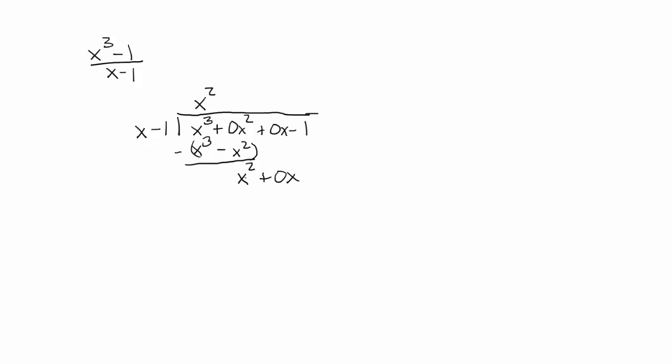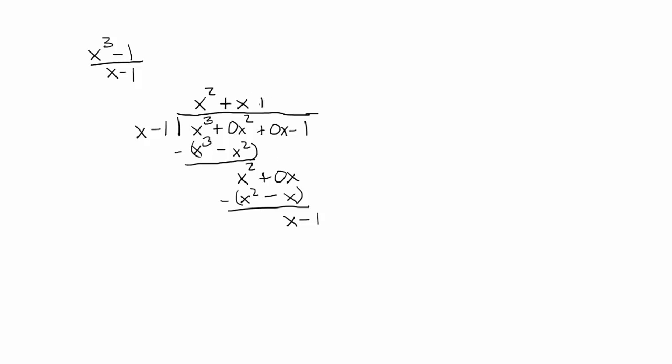And now, what times x gives me x squared? So that's x, so plus x. X times x is x squared. X times negative 1 is negative x. And now we're going to subtract it. So we have x squared minus x squared is 0. X minus a negative x is positive x. And I'm going to bring down my negative 1.